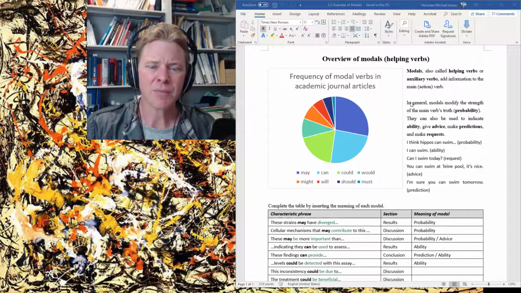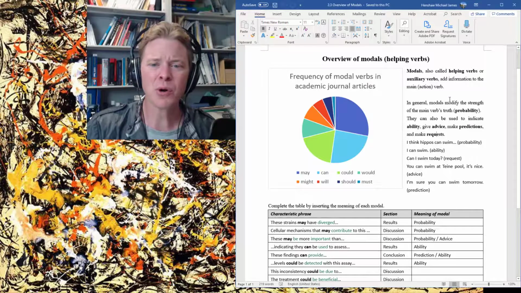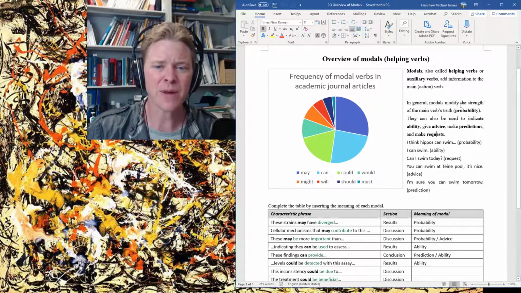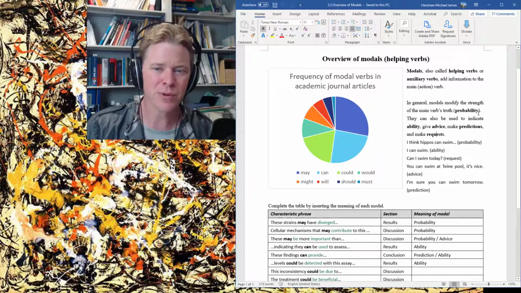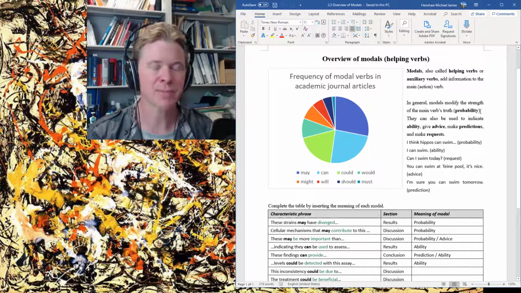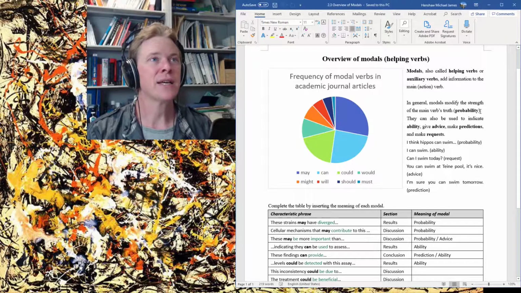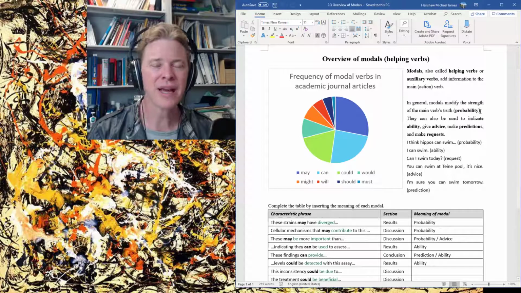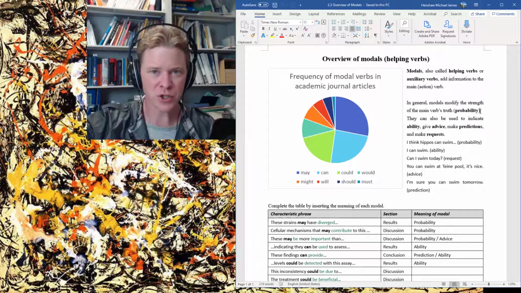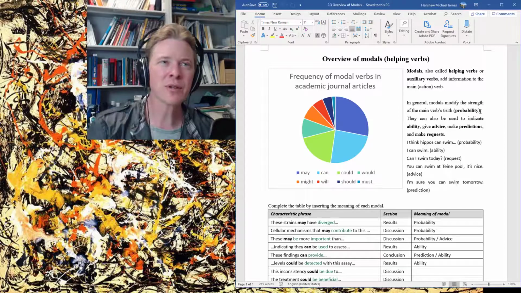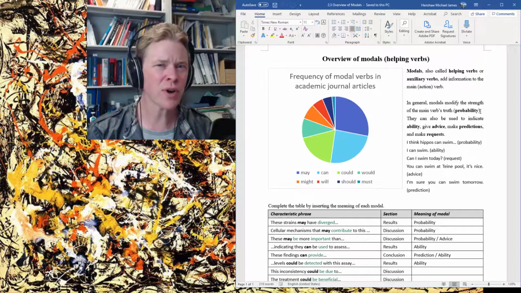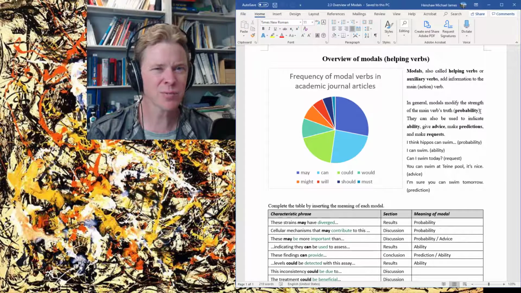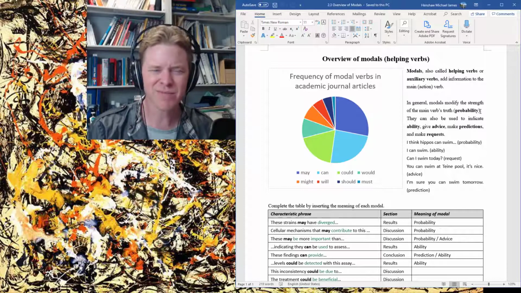Okay, I'm going to just read from here. In general, modals modify the strength of the main verb's truth. It's kind of like a probability. If I say, it might rain tomorrow, that is not as strong as saying, it will probably rain tomorrow, which is very strong. Somewhere in the middle is, it should rain tomorrow, but it's possible that it won't. Things like that.